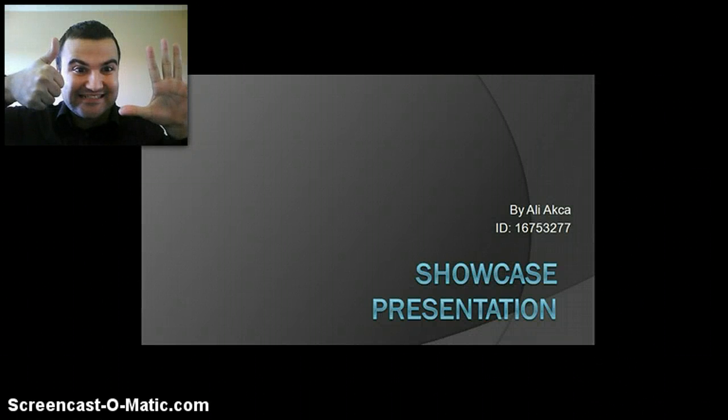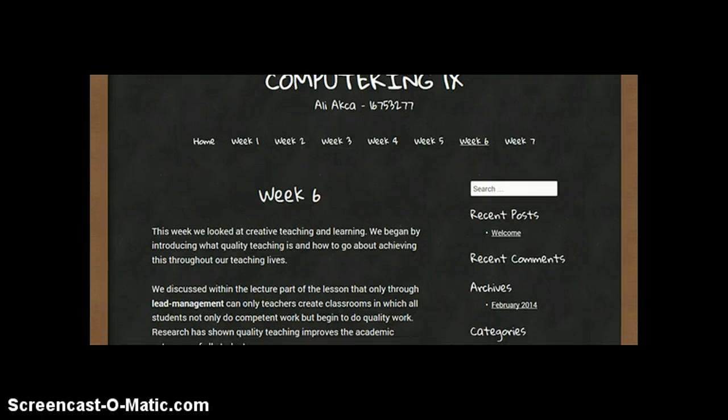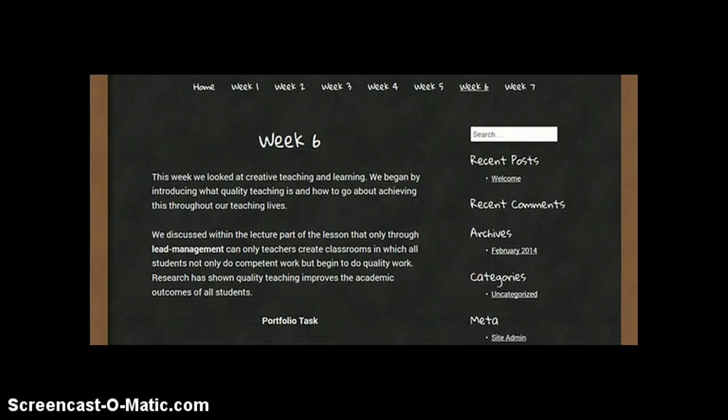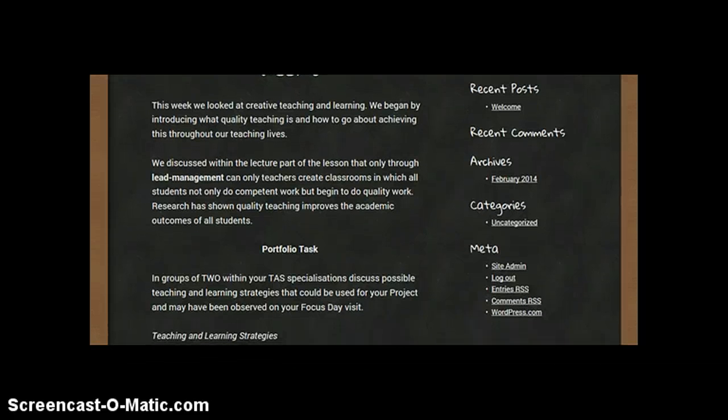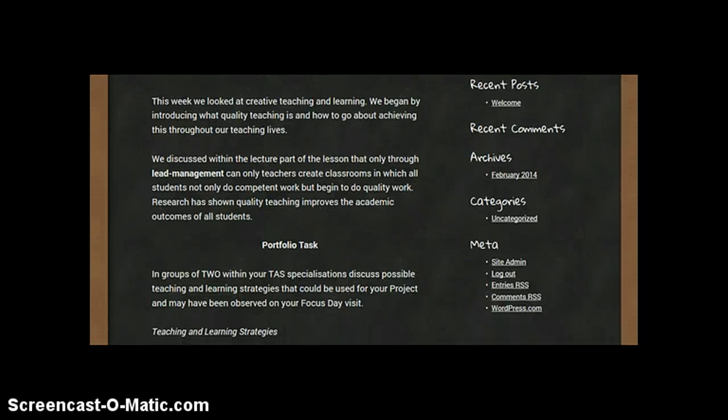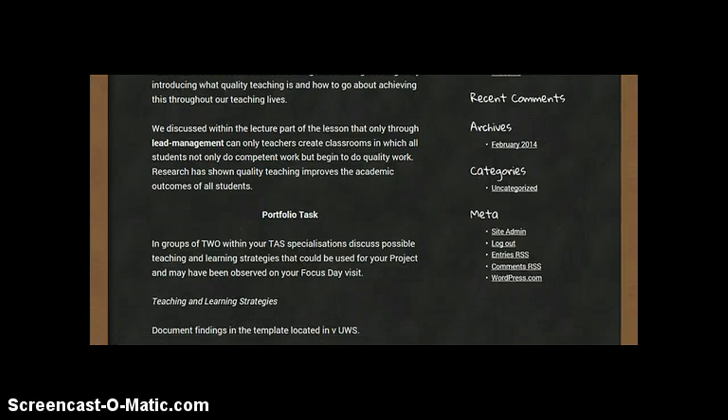Week 6. During week 6, we looked at creative teaching and learning. We began by introducing what quality teaching is and how to go about achieving this throughout our teaching lives. We discussed within the lecture part of the lesson that only through lead management can teachers create classrooms in which all students not only do competent work but begin to do quality work. Research has shown that quality teaching improves the academic outcomes of all students.